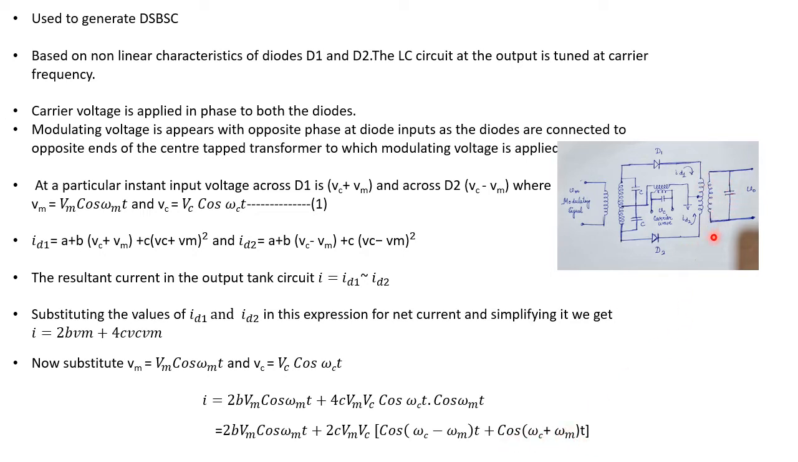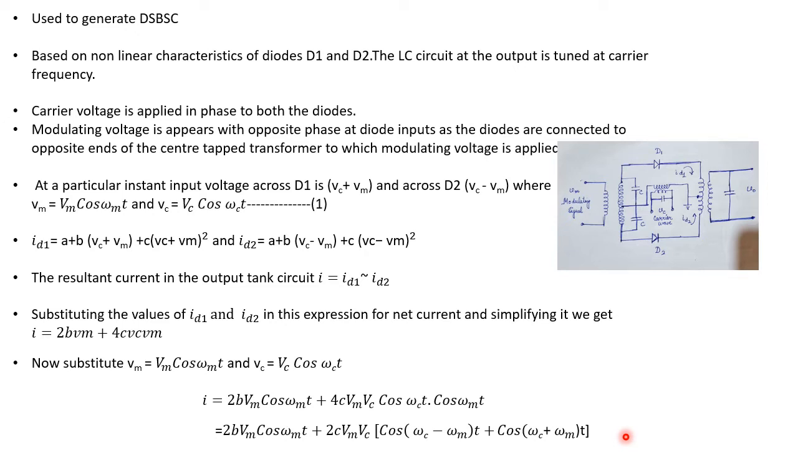Now the transformer or the tank circuit at the output is tuned at the carrier frequency, as in the previous case. So when the circuit is tuned at the carrier frequency omega c, then omega m will naturally be rejected or discarded. So the modulating signal will be discarded. The pure carrier signal is not present in the expression for the current.